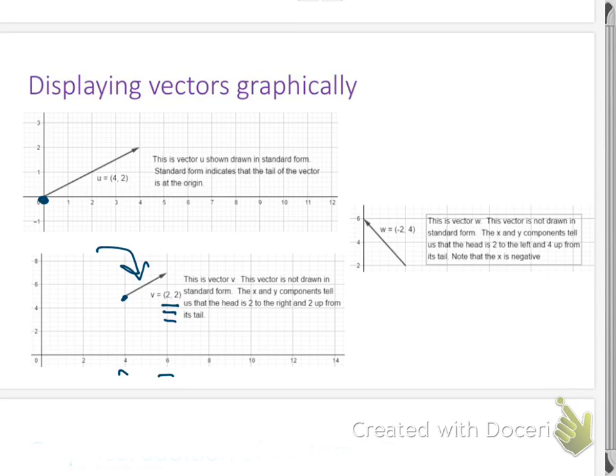So this is vector w over here. This vector is not drawn in standard form, and that means it's not starting at the origin. The x and y components tell us that the head is 2 to the left and 4 up. So I'm going to have a starting point, and I'm going to go 2 to the left, -2, and then up 4, and that would be vector w. So this is just how you display your vector in your diagram. So let's continue on to the next slide, and we're going to be talking about the graphical addition of vectors.